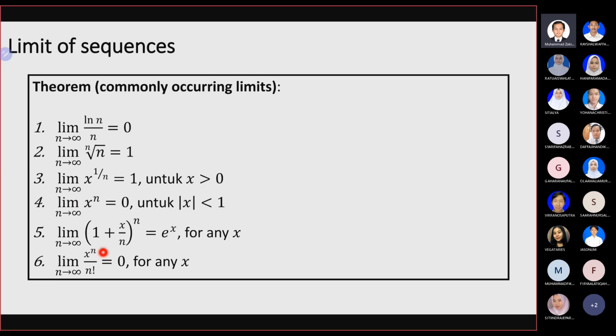Ini limit-limit yang sering muncul, kalian tidak perlu hafal, yang penting kalian tahu bahwa limit ini ada di slide ini, gitu ya. Nanti kalau kuis atau UAS kalian tinggal buka ini saja.